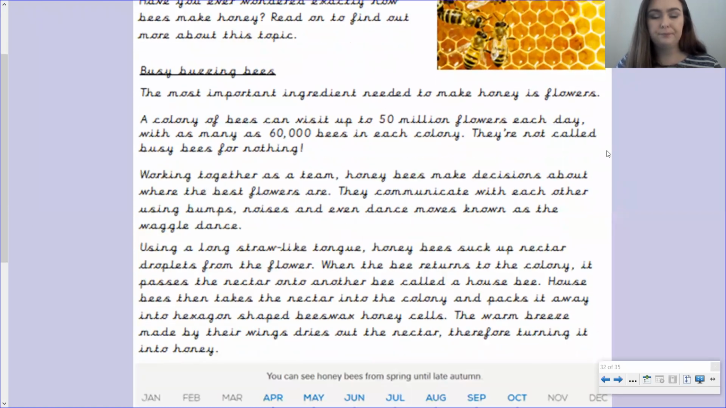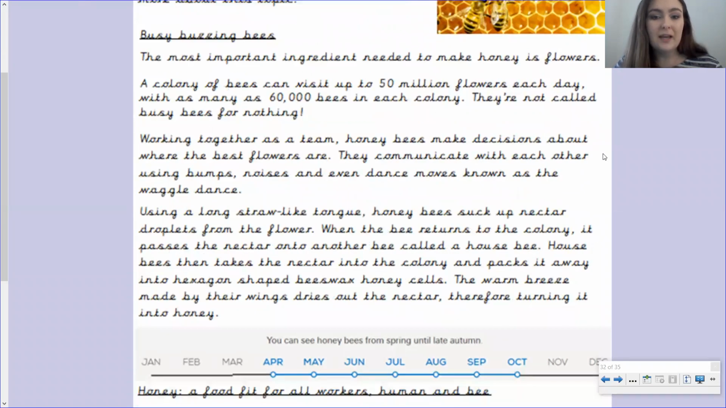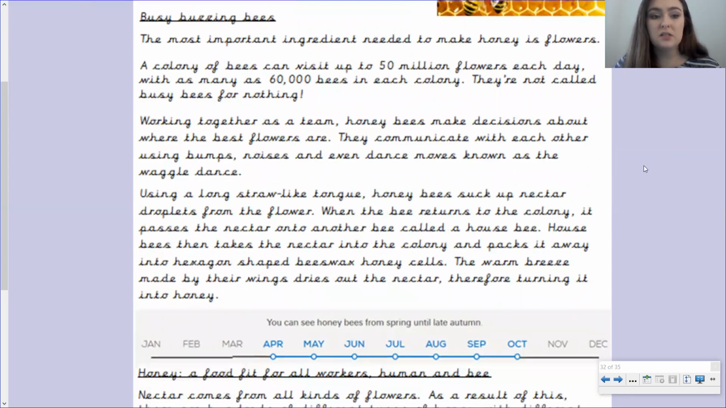Buzzing bees. The most important ingredient needed to make honey is flowers. A colony of bees can visit up to 50 million flowers each day, with as many as 60,000 bees in each colony. They're not called busy bees for nothing. Working together as a team, honeybees make decisions about where the best flowers are. They communicate with each other using bumps, noises, and even dance moves known as the waggle dance.